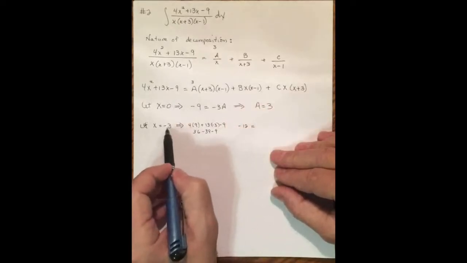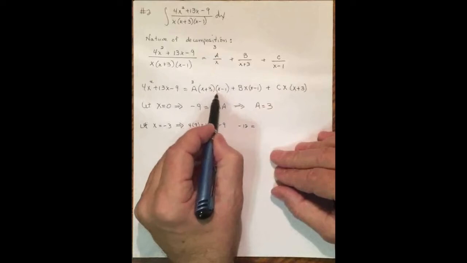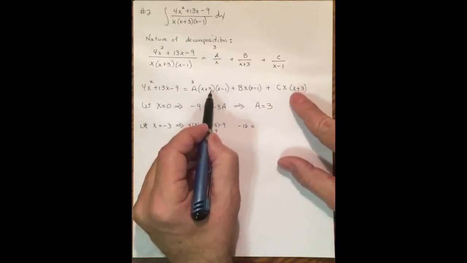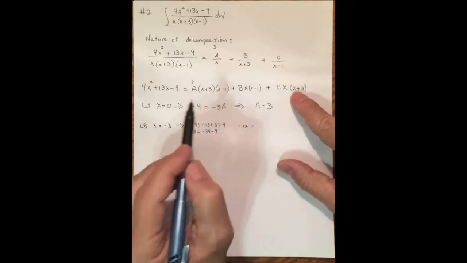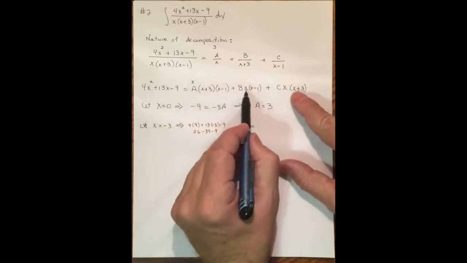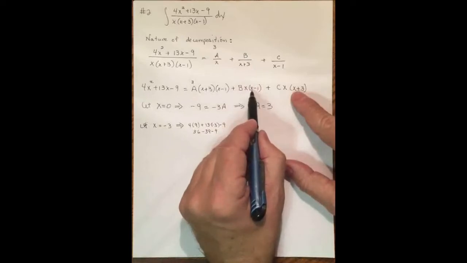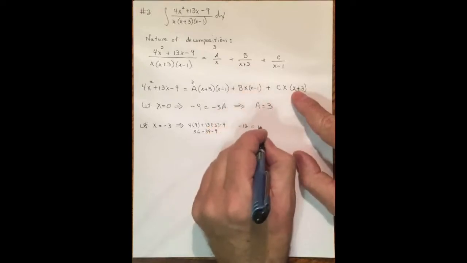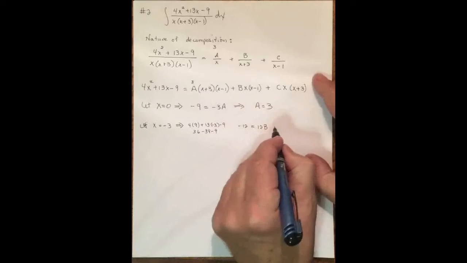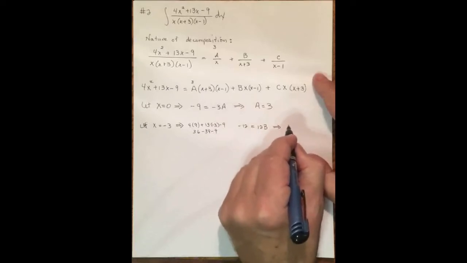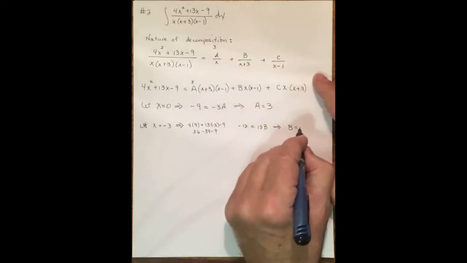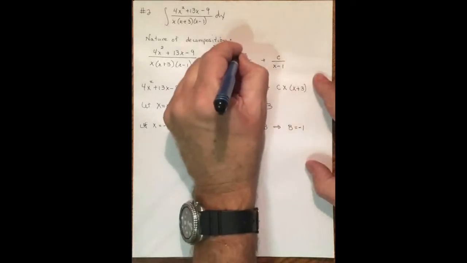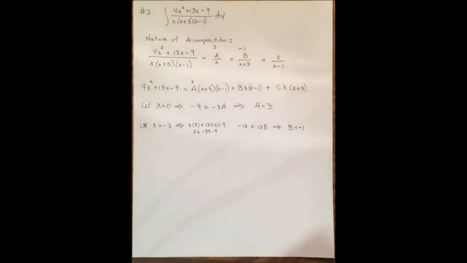Now look what happens. If x is negative 3, this term is 0. And this term is 0. The only term that will not be 0 when x is negative 3 is this one. Now if x is negative 3, x minus 1 is negative 4. Negative 4 times negative 3 is 12. And as pretty as you please, we see that b is minus 1. Okay, now let that sink in.